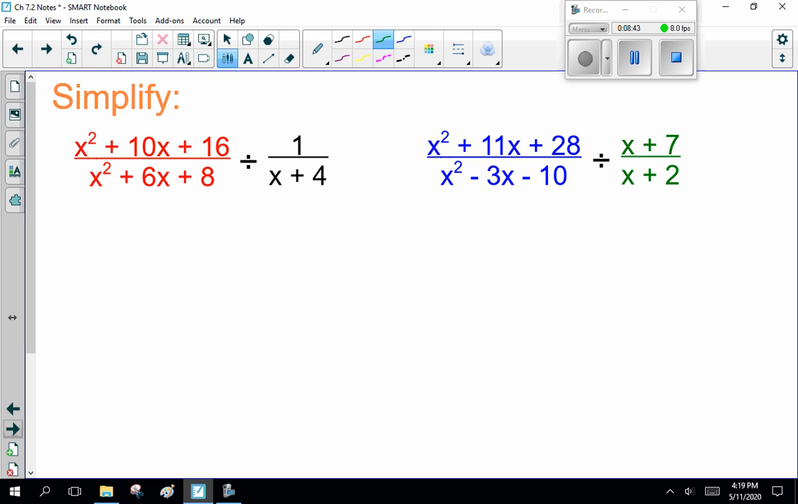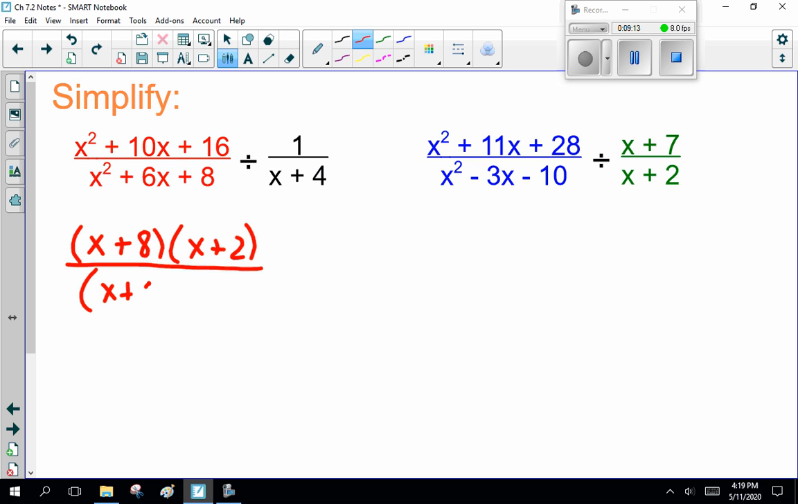Now, here's something more like what I'd show you on the test, or on the quiz. So you've got to do some factoring. Now, first one, we'll do this with you. X squared plus 10x plus 16. Two numbers that add together to be 10 and multiply together to be 16. Now, we have done enough of these. Now, the denominator, x squared plus 6x plus 8, that's x plus 4 times x plus 2.